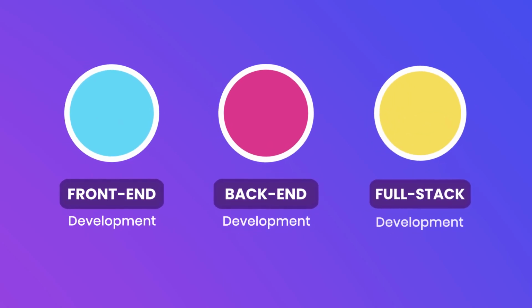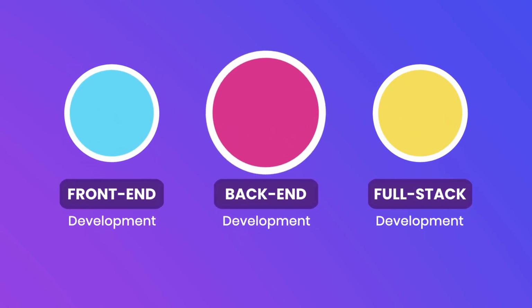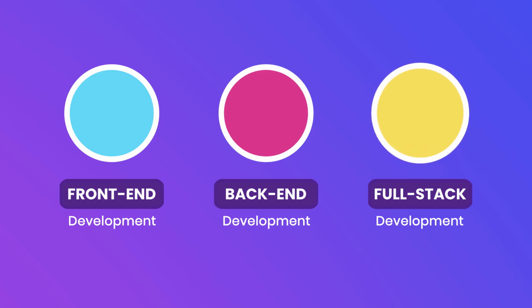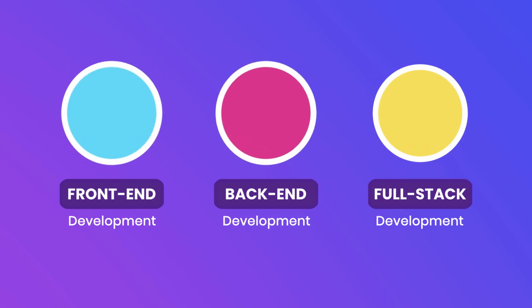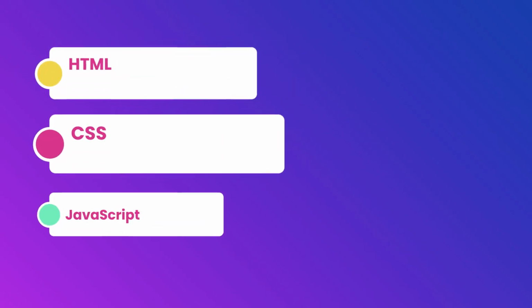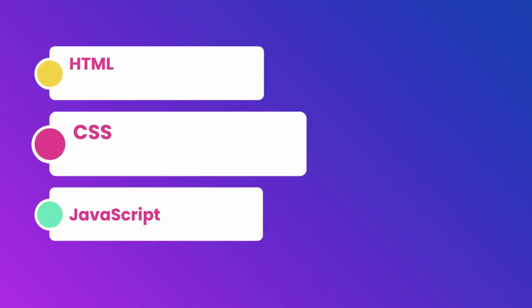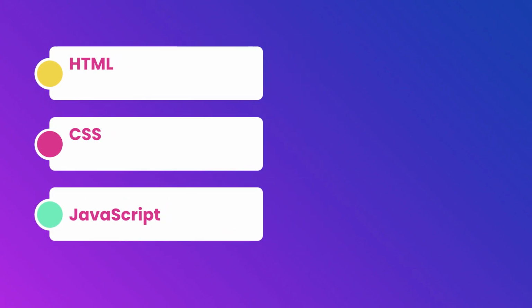So web development jobs fall into three main categories: front-end development, back-end development, and full-stack development, which involves both front-end and back-end development. Front-end developers use HTML, CSS, and JavaScript to build front-ends. Back-end developers have different sets of tools available to them, which is outside the scope of this course. So let's talk about HTML, CSS, and JavaScript.